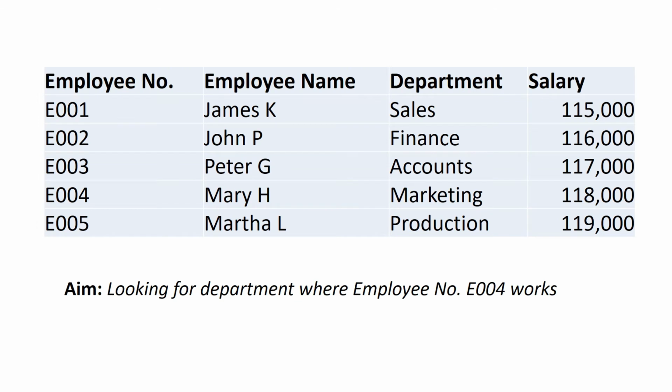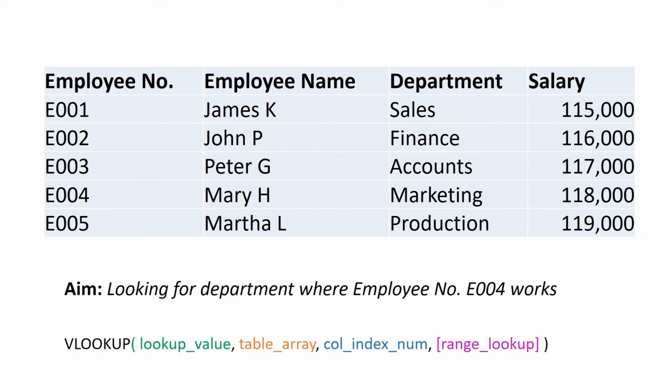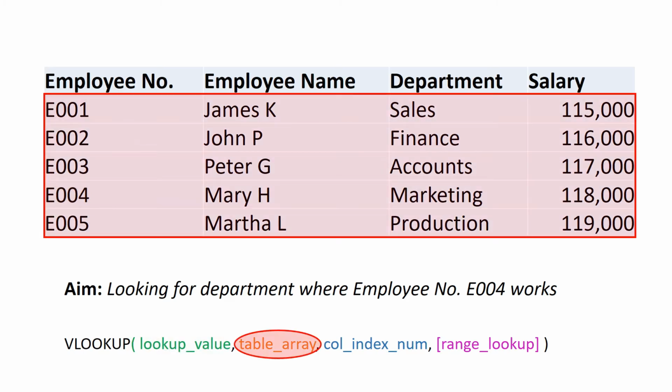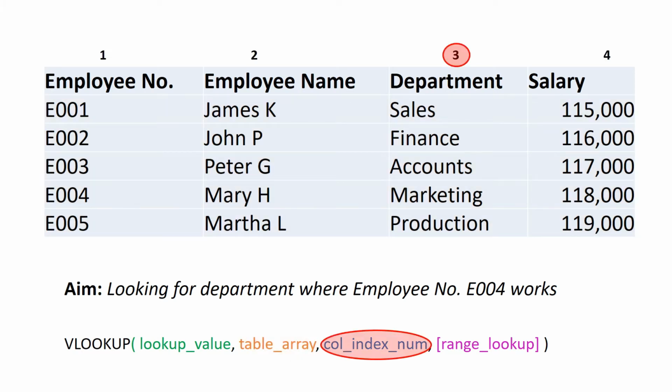In the illustration, we are looking for the department where employee number E004 works. Using the function, the employee number must be on the leftmost column, otherwise the function will not work as expected. The employee number therefore becomes our lookup value. The range or table containing the data becomes the table array, and column 3 of the data range becomes the column index number. We will see how you choose for the range lookup in our practical example.